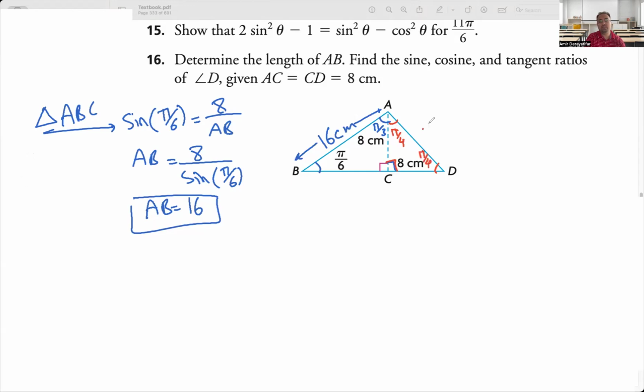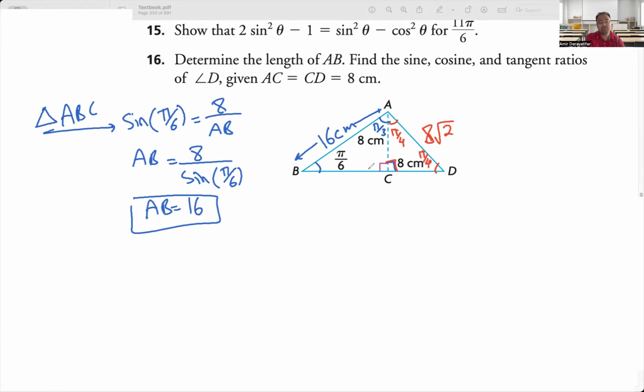This side is 8, this side is 8, and this side is going to be 8 root 2. 1 root 2, 5 root 2, 8 root 2, 10 root 2. In general, you can put whatever, just root 2 beside it. That would be your hypotenuse.